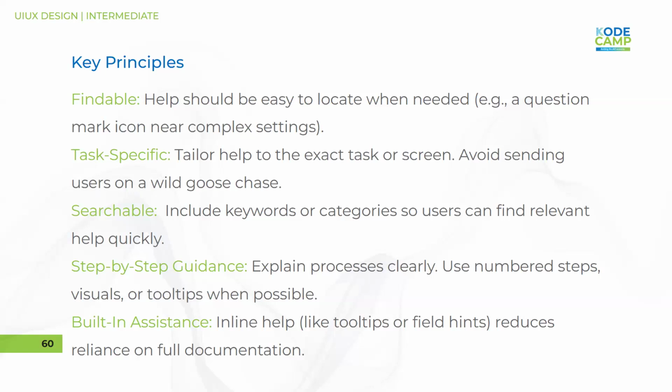So it should also be task specific. Tailor the help to the exact task or screen. Okay, so avoid sending users on a wild goose chase. When a user wants a particular problem solved and searches for it, be exact on the help you are providing. Don't tell them, maybe when you click on this or on this. Show them step by step with a flow. Okay, click on search. When you click on search, filter whatever you want to do, and then proceed to view whatever you want to do.